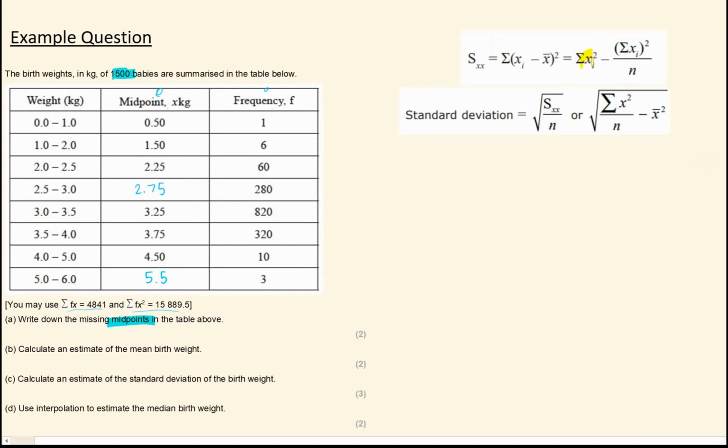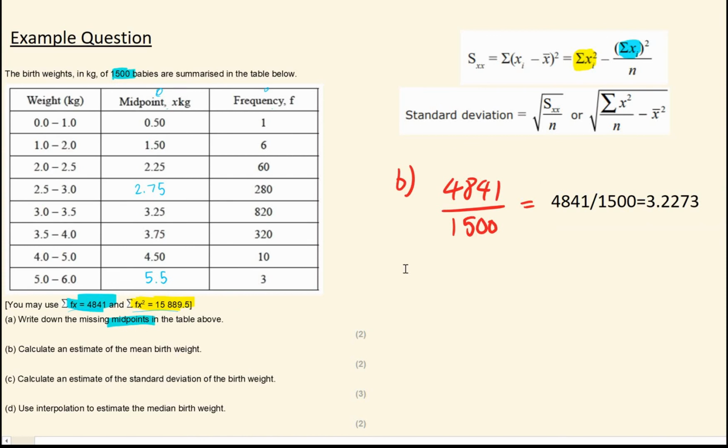So in terms of a formula, this term here corresponds to this term here. And the sum of fx is the same as the sum of x, in as far as the formula works with standard deviation. Okay, part B. We want an estimate for the mean birth weight. All we need to do to work out an estimate for the mean is do everything added together, which is 4841, divided by how many babies there were, which is 1,500. Type into your calculator and that'll work it out for you. And you should get that answer.